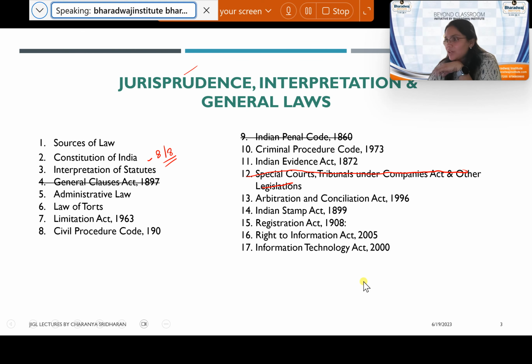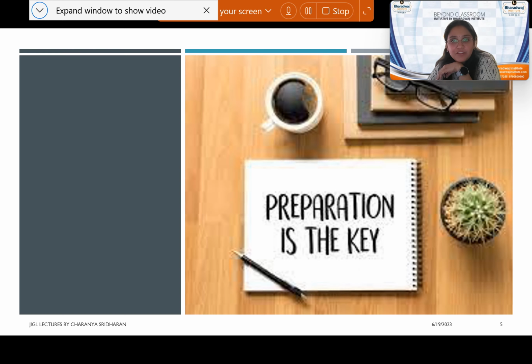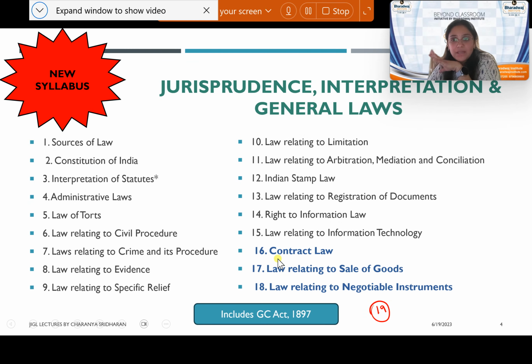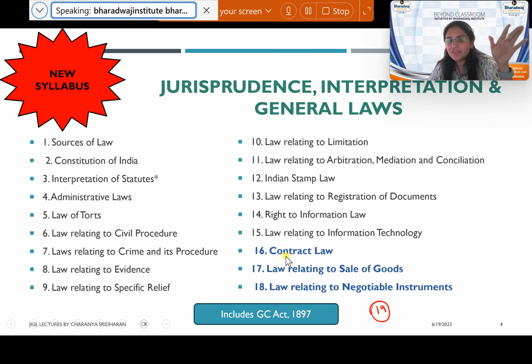1, 2, 3 he has deleted, right? In place of that 1, 2 and 3, he has brought in General Clauses Act. Actually, he hasn't deleted it. He has hidden it inside this one. He has included 3 chapters from the business laws: Contract Act, Sale of Goods Act and Negotiable Instruments Act. Okay? I was personally bored of these 3 legislations, and that's why I am not sticking to any of the entrance courses now. But this is chasing me.